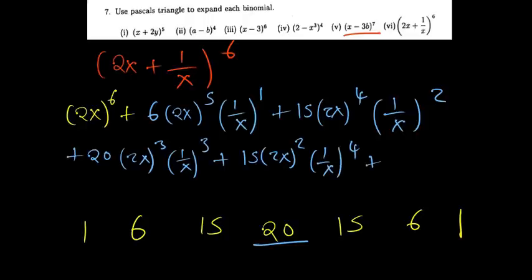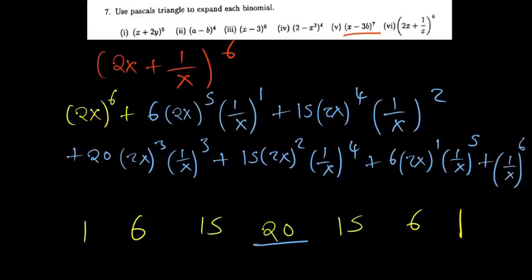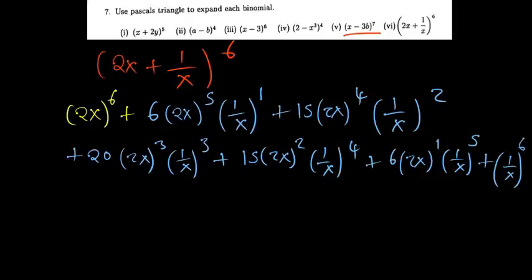And then we have 6. 2x to the power 1. And then 1 over x to the power 5. And finally, we just have 1 over x to the power 6. Because 2x will be the power 0. The coefficient is a 1. No need of showing those.